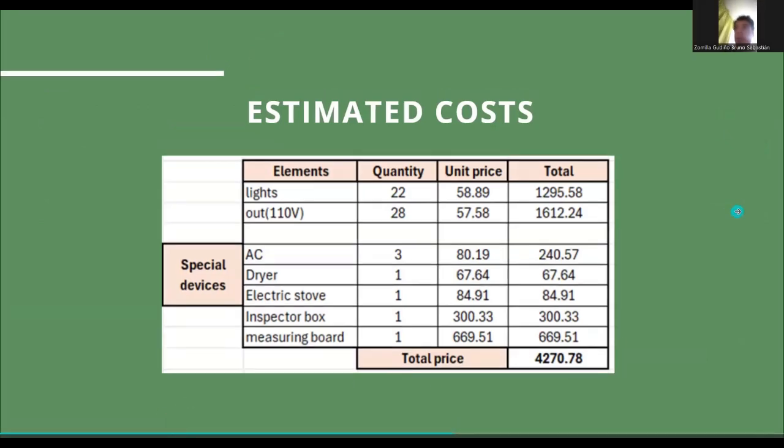Finally, we have the estimated cost. In this, we need to know the amount of lights, the amount of outlets, and the special devices that we have. We also have to know about two other special things, the inspection box and the measuring board. If we sum all of this, we have about $4,000. These estimated costs come from the Cámara de Guayaquil construction.